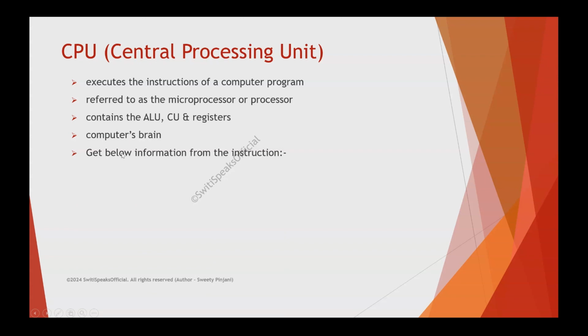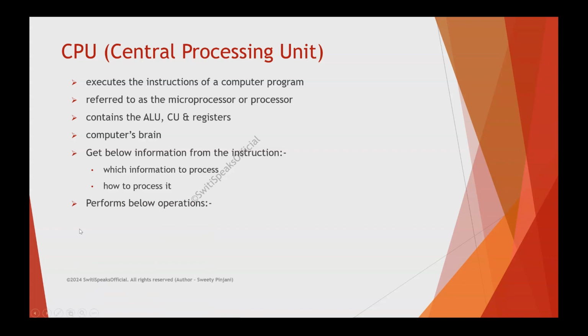The CPU gets this information from the instruction. Which information do you want to process? Say for example, I have an instruction which says C equal to A plus B. So what information do you want to process? You want to process A and B. These are the inputs. Then how do you want to process it? Say the instruction is C equal to A plus B. It means add. So how do I want to process it? I want to add these A and B. This is the information that CPU gets from the instruction.